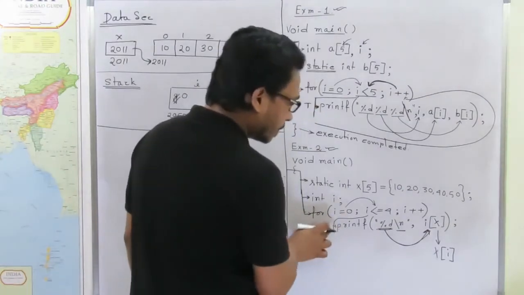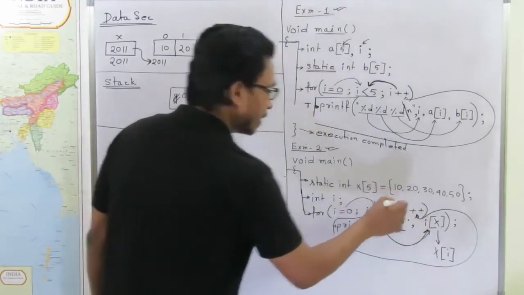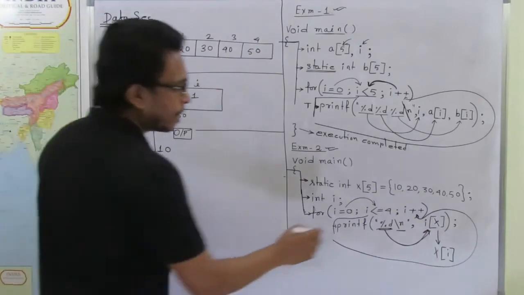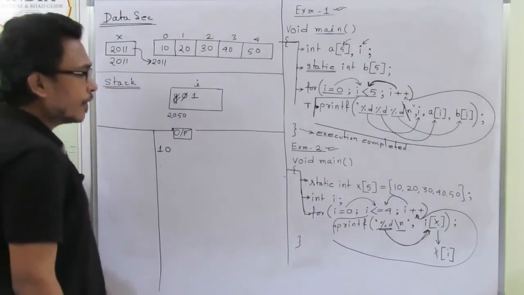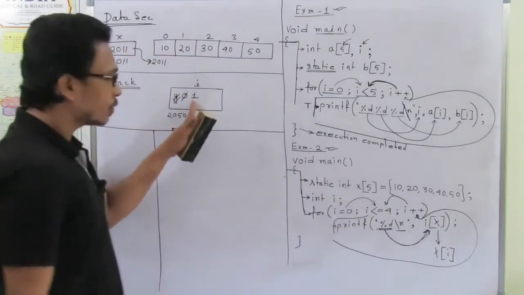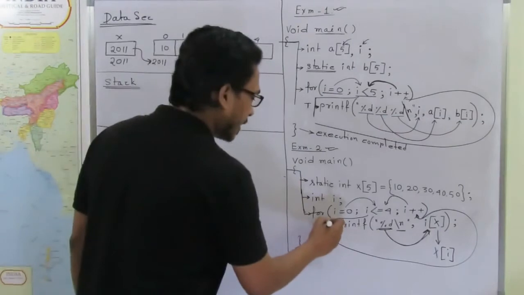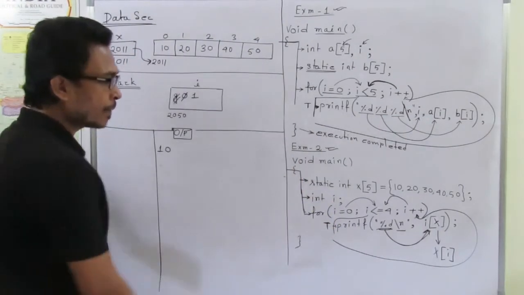Now after execution of this printf instruction, control goes to the increment instruction. Now the value of I will be incremented to 1. Now control will check the termination condition. So the value of I now is 1. So 1 less than or equal to 4, yes, true. So control again will execute this particular printf. This is T for true.